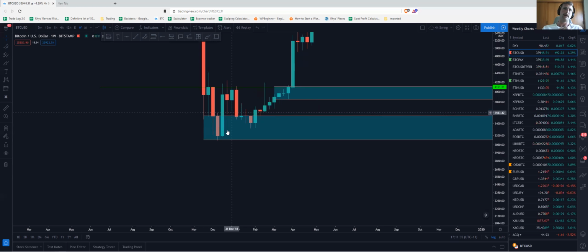So I would have these two zones marked in. And like I said, I ignore that wick to the upside, which is why mine's drawn as it is.